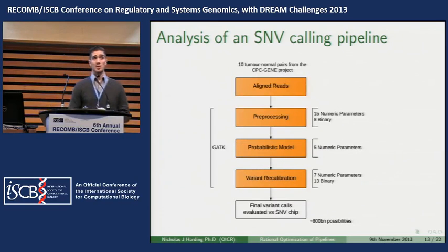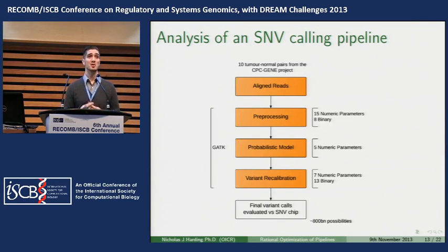The first data set we looked at was a single nucleotide variant calling pipeline. We used the GATK, which is a very widely used SNV calling pipeline. The very interesting thing about GATK is that it's very, very highly parameterized. The input is some aligned reads or a BAM file. We were working with 10 tumor normal pairs from the CPC gene prostate cancer study. The first step of GATK is pre-processing. This pre-processing has 8 binary parameters and 15 numeric parameters.